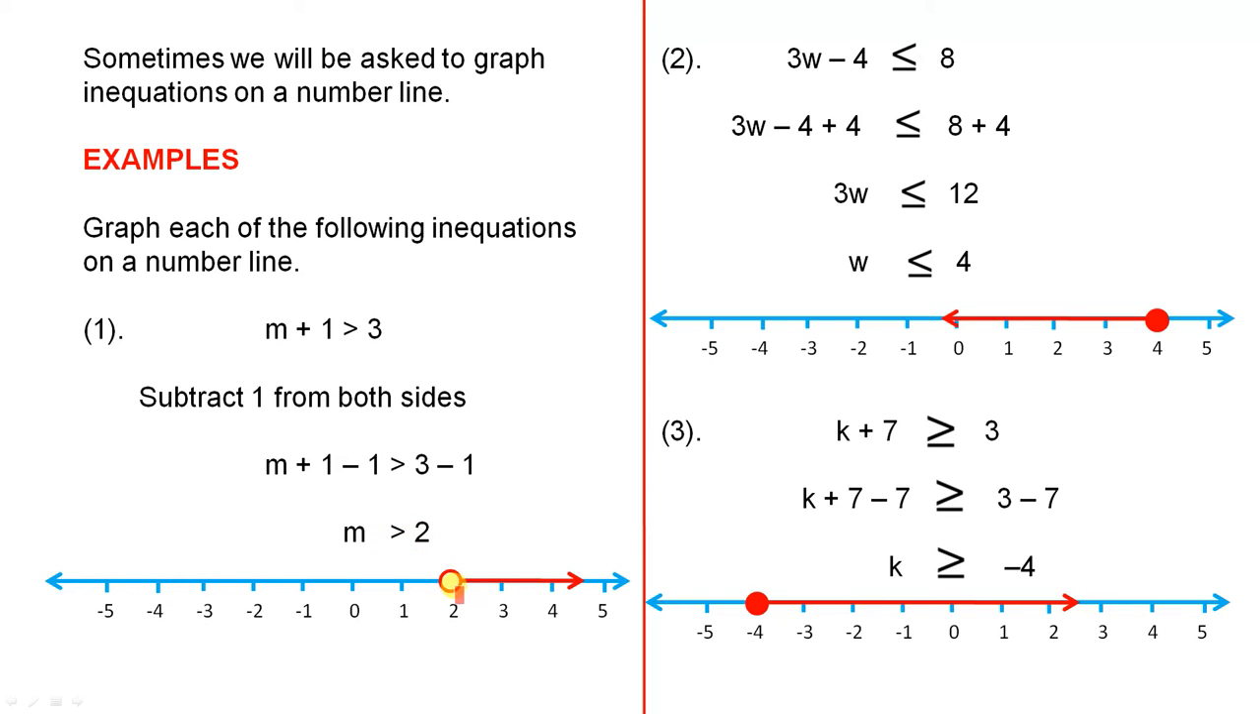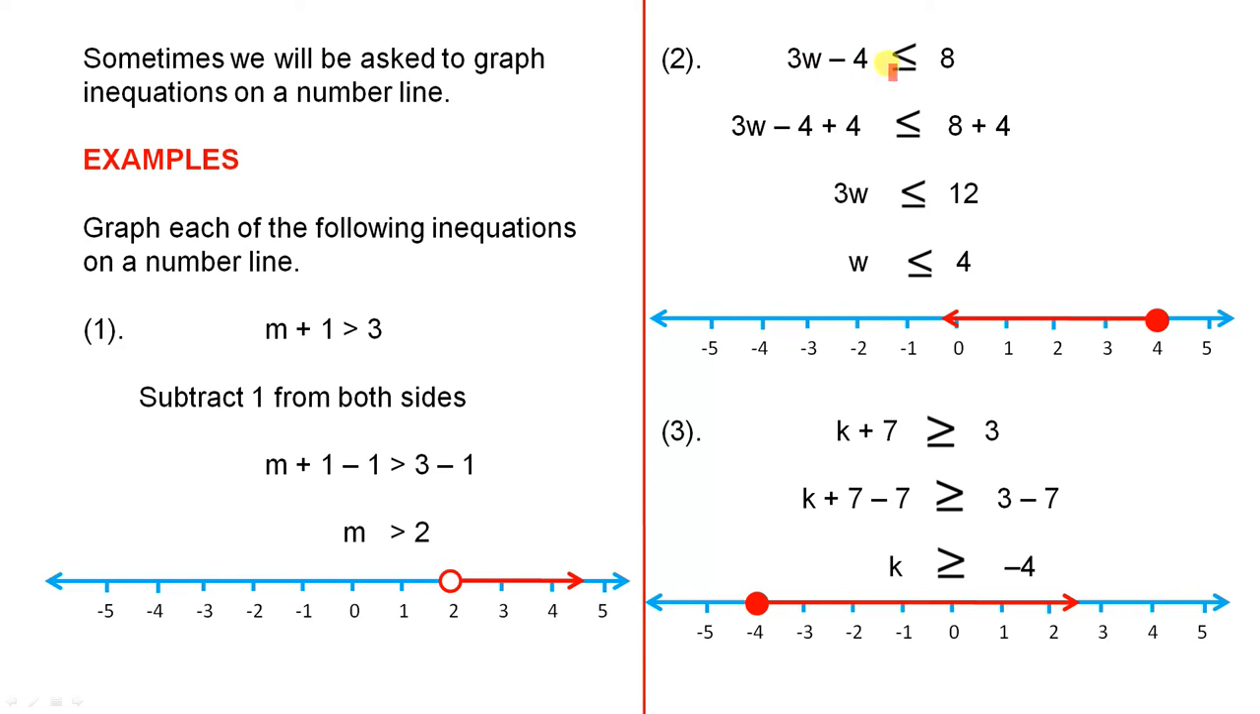The way we graph that on a number line is we put a circle around the 2 and we put an arrow to the right, because all numbers to the right hand side of 2 are greater than 2. Whenever we have a greater than sign or a less than sign, with no equal sign underneath, the circle must be open. It's not shaded in, because the 2 is not included. That's really important.